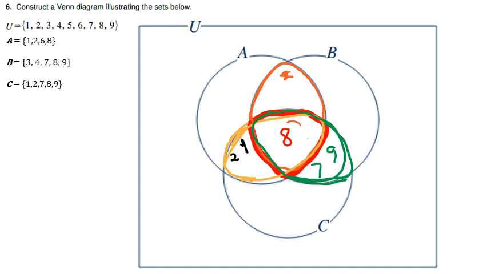So now if you notice, B and C have an 8, 7, and 9 in common. A and C have a 1, 2, and 8 in common. But we also know that 2 and 1 do not belong to B, so we don't have it in the middle. Moving on. Let's look at A.